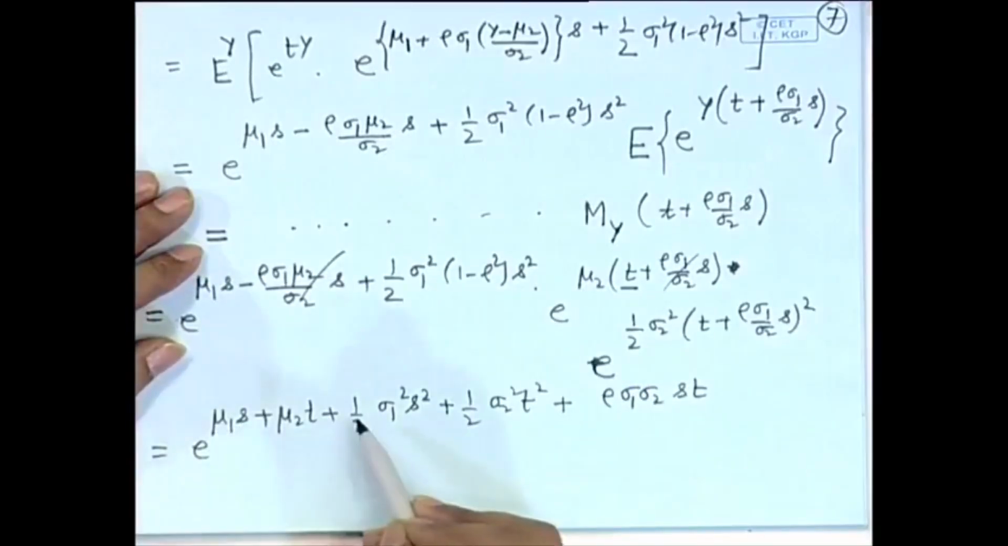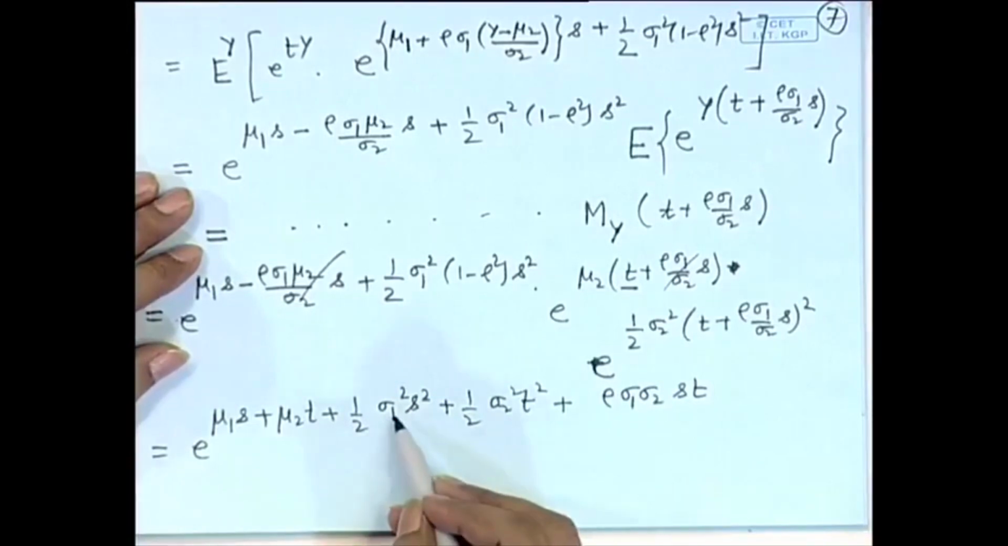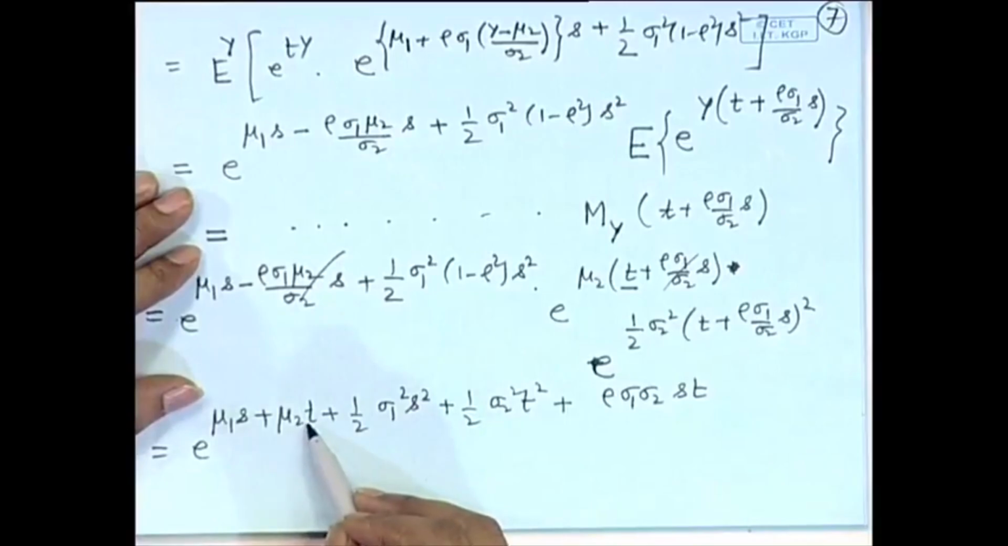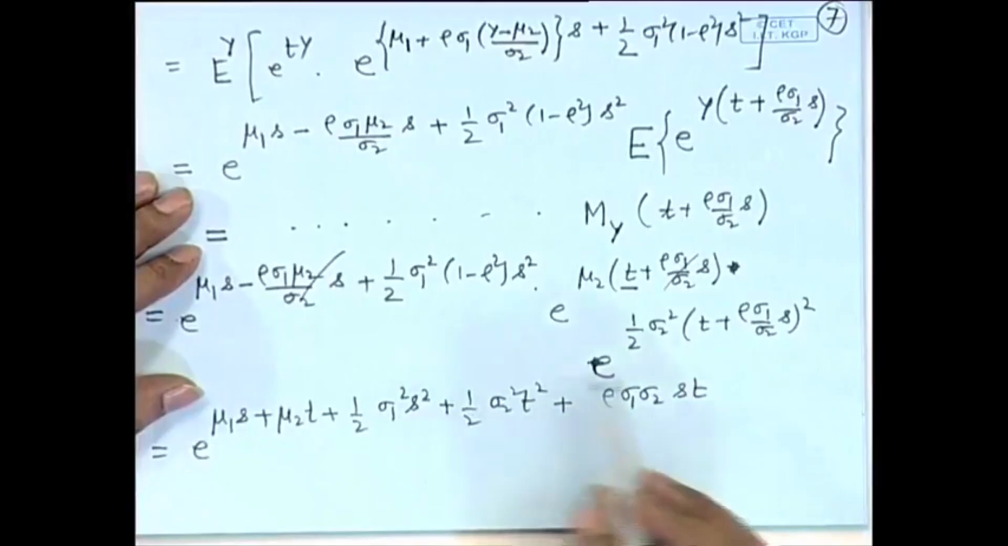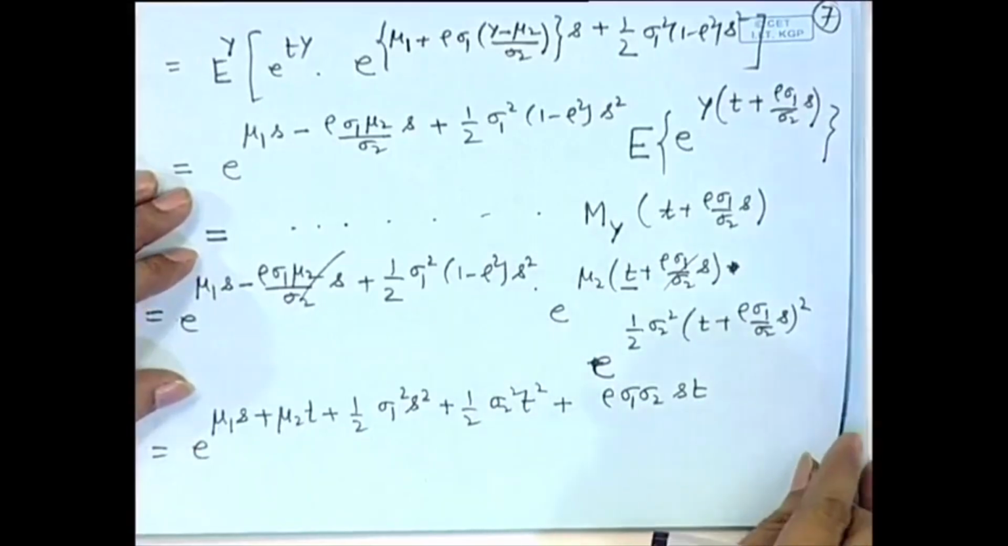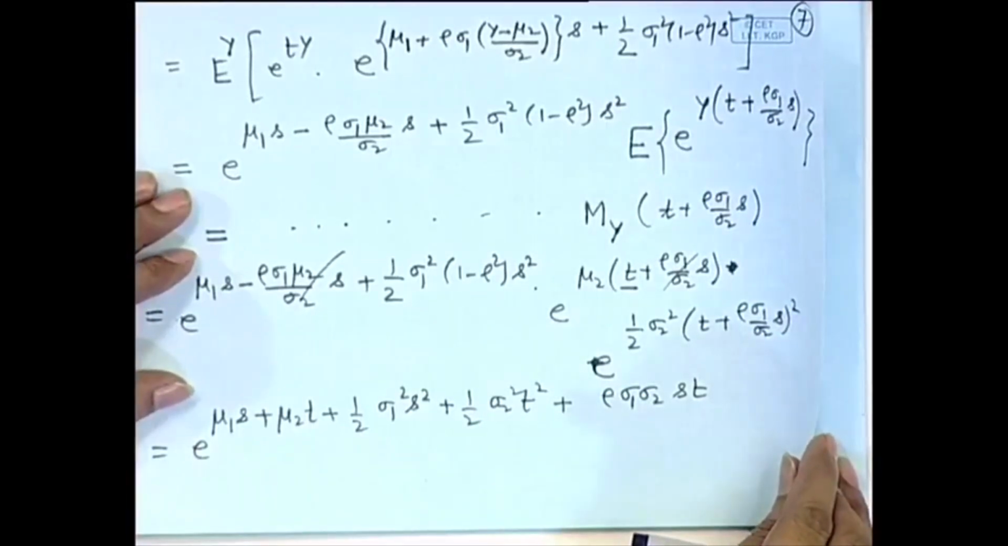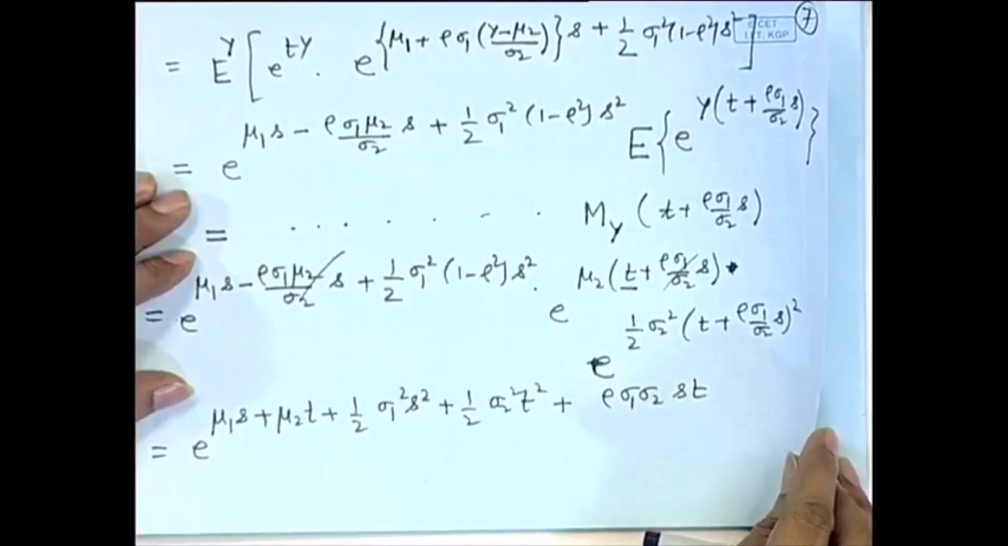So, notice here that e to the power (mu 1 s plus half sigma 1 square s square) denotes the MGF of the normal distribution with parameters mu 1 and sigma 1 square, that is the MGF of X. Similarly, e to the power (mu 2 t plus half sigma 2 square t square) denotes the MGF of Y. So, we have these terms and an additional term coming here. Using this we can prove certain more properties regarding the bivariate normal distribution.